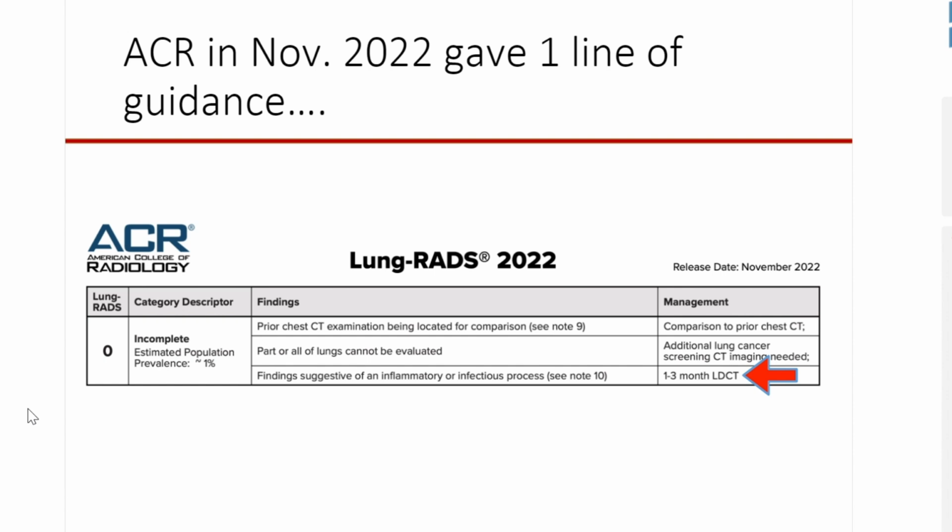I mentioned LungRADS 2022, and I wanted to show you that they have finally addressed what to do with an infectious or inflammatory process. Almost similar to mammo, we're going to give it a LungRADS 0, and we're going to recommend 1 to 3 month follow-up.